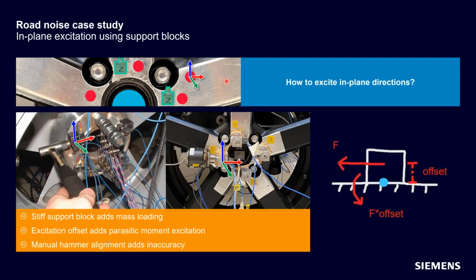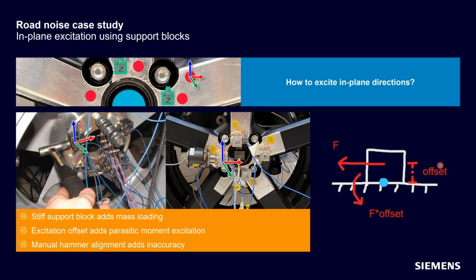The solution so far has mainly been, and especially with impact testing this is often done, to glue a support block that you can use for the impact instead. So you don't directly excite on these red points, but you excite on the support block, and it gives you the surface area that you need to excite in the blue and the red in-plane directions additionally. However, this really is not an ideal solution.